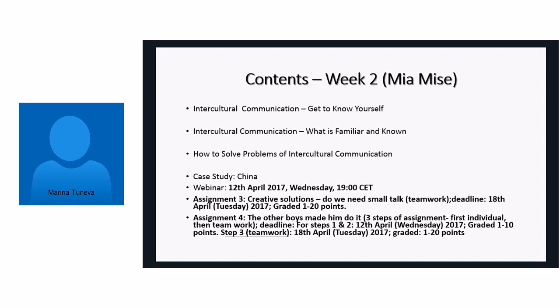Please, we work in teams, and please be very careful with assignment number four, which has a first few steps that should be done individually, and the dates are a little earlier, because on the basis of your individual work, you as a team should continue and really finish the assignment. As well, there will be a case study on the webinar. We'll go through some real examples of how to be really cautious in communications in countries where English is not really the first foreign language.